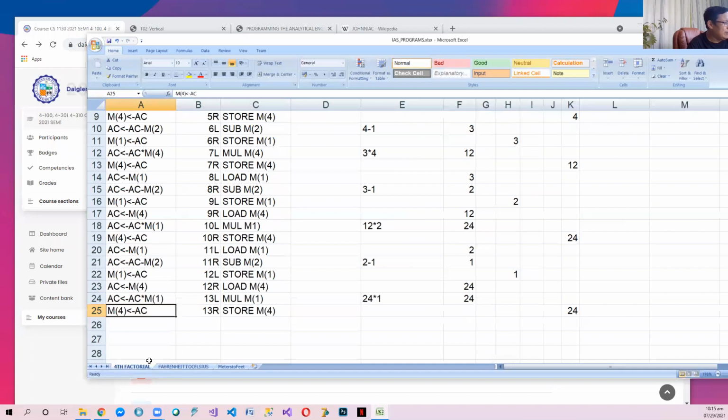So do we have a halt here? We have a halt. This is 14L. Say jump 14, 0 to 90. This is a halt.